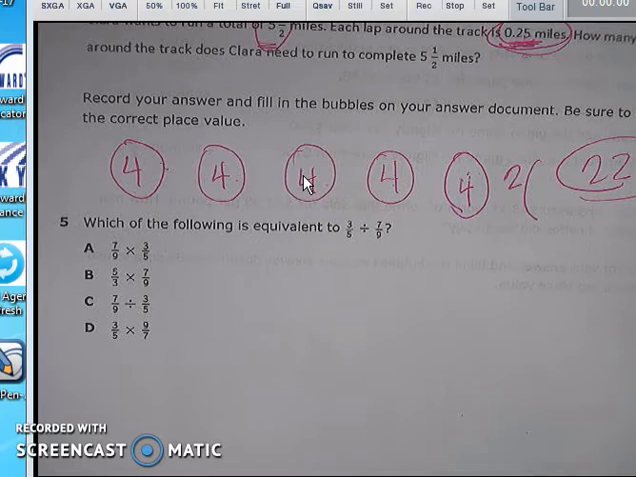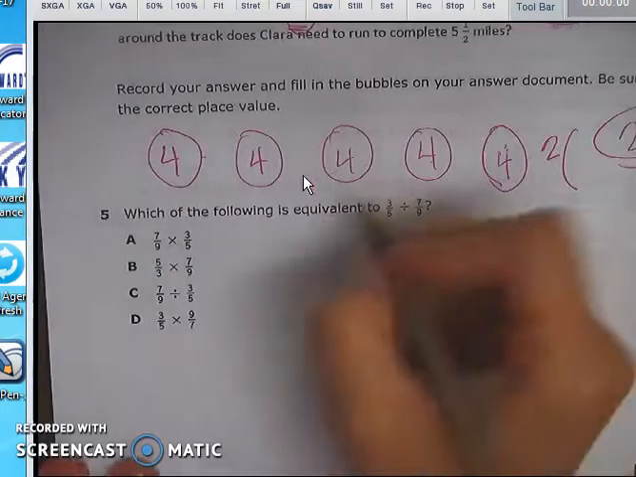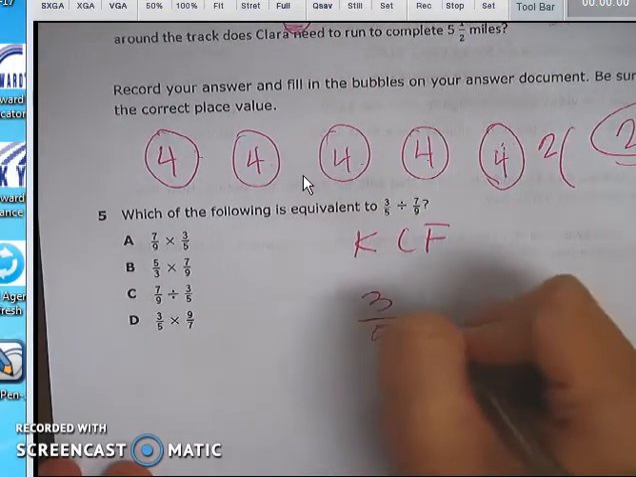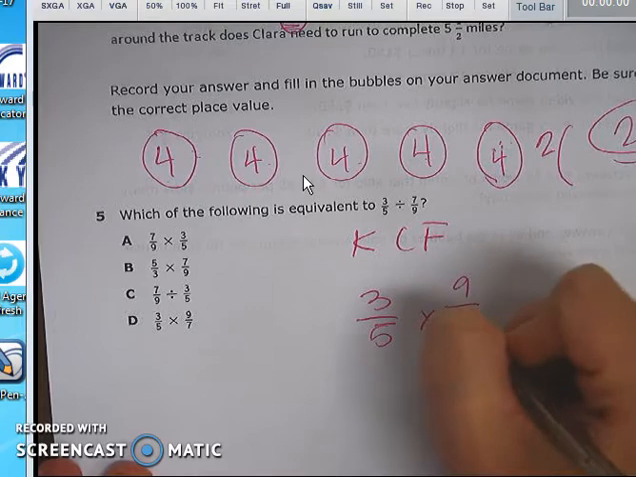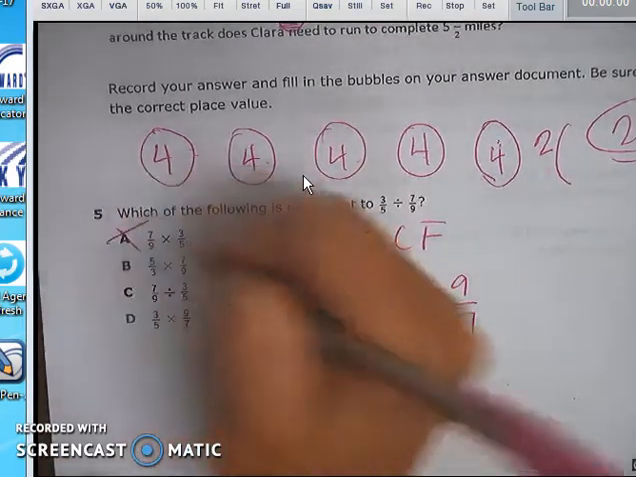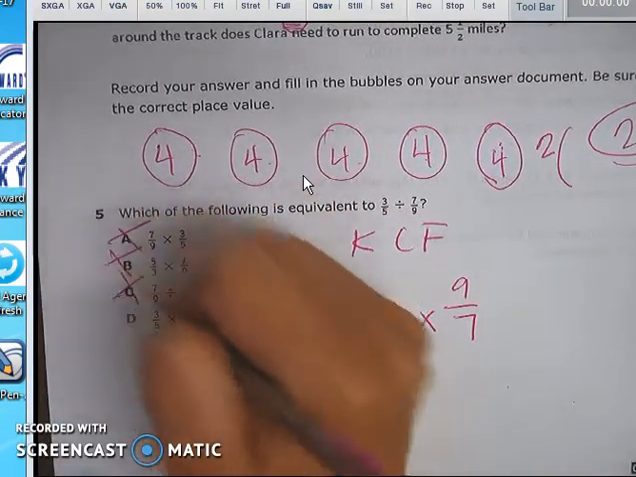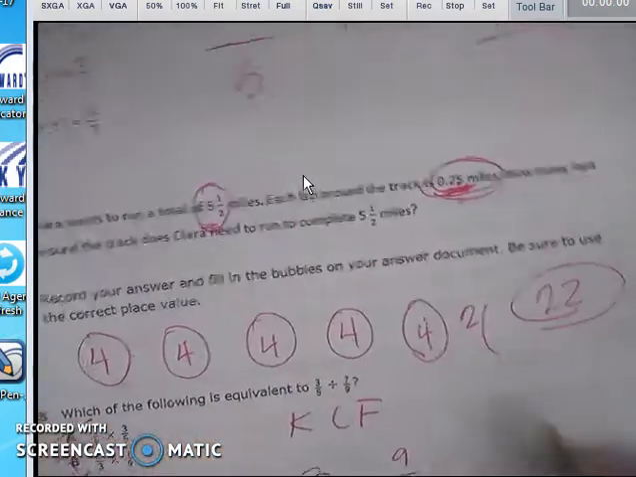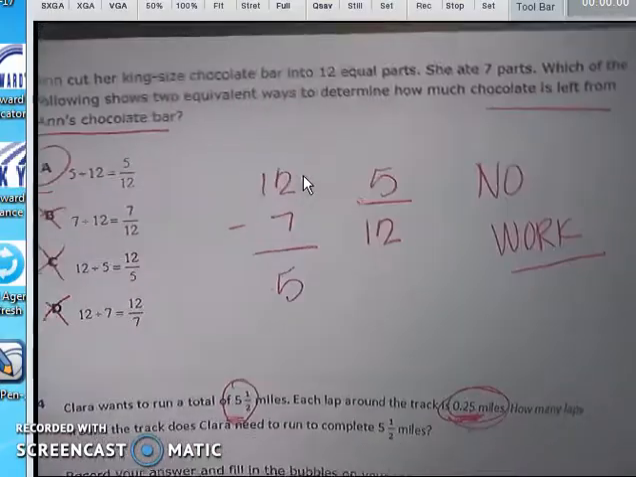Okay, number 5. That's what I call a give me, a baby. Which of the following is equivalent to 3/5 divided by 7/9? Keep it, change it, flip it. 3/5 times 9/7. Nope. Nope. Nope. Yes. Once again, no work was needed. You didn't have to find an answer.